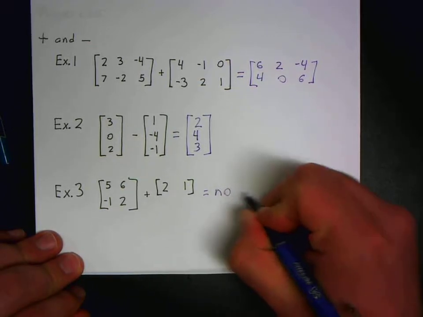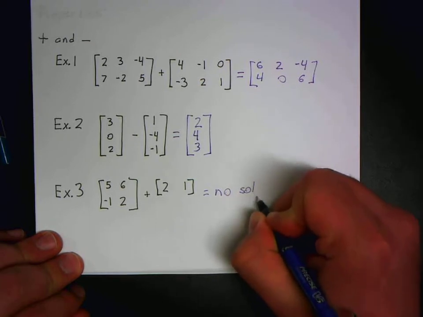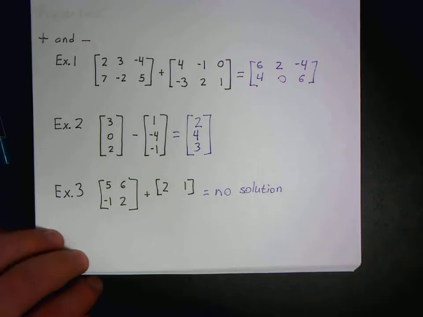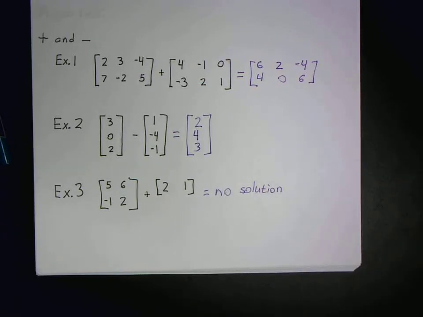And then I put this one here and here just to show you one that you cannot do. Because I could add the 5 and the 2 and the 6 and the 1, but then -1 and 2 have nothing to add. So you can't do it.